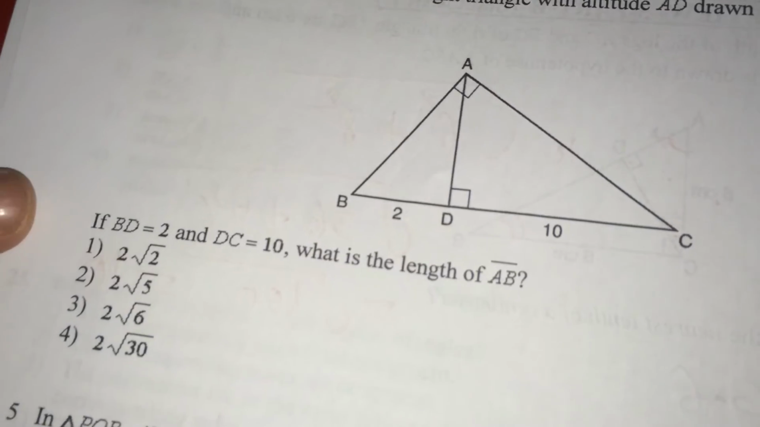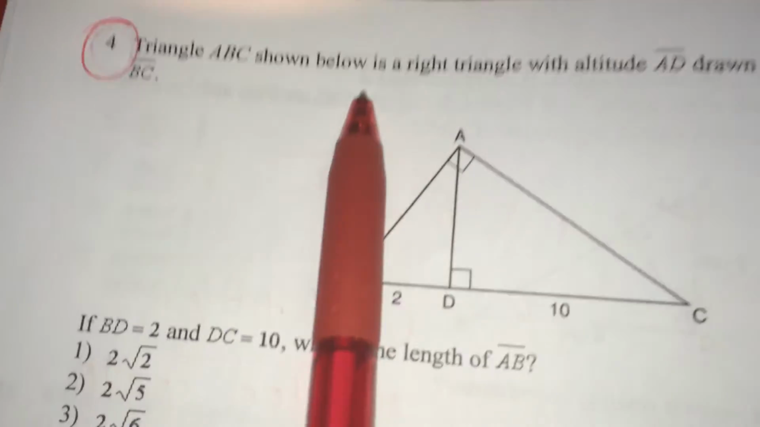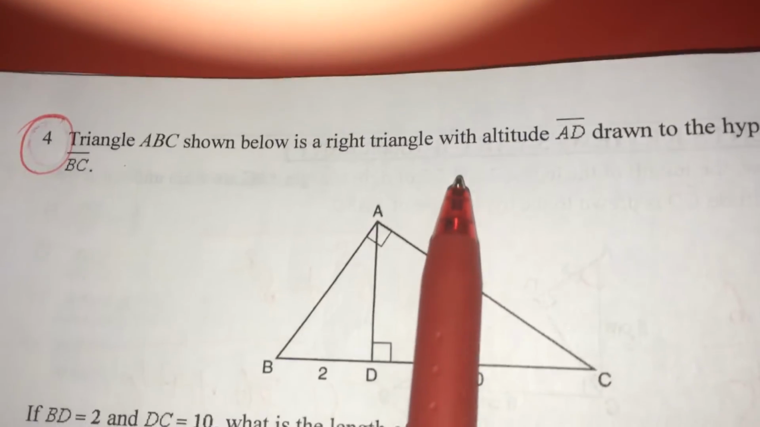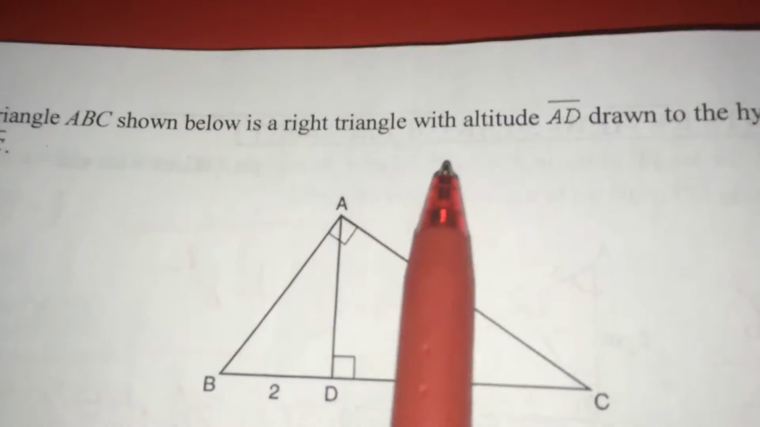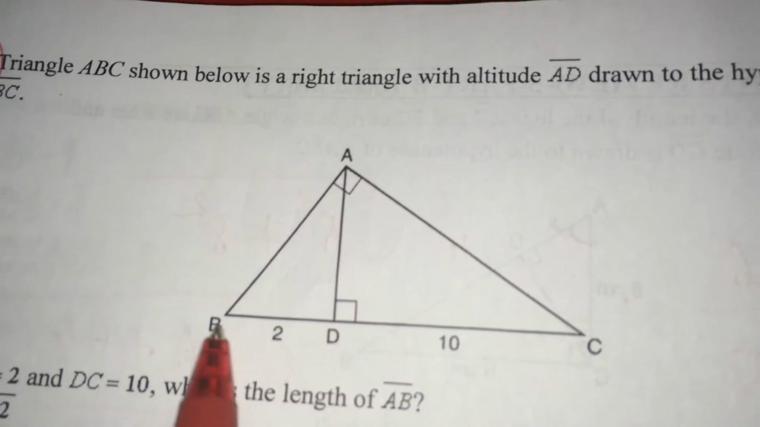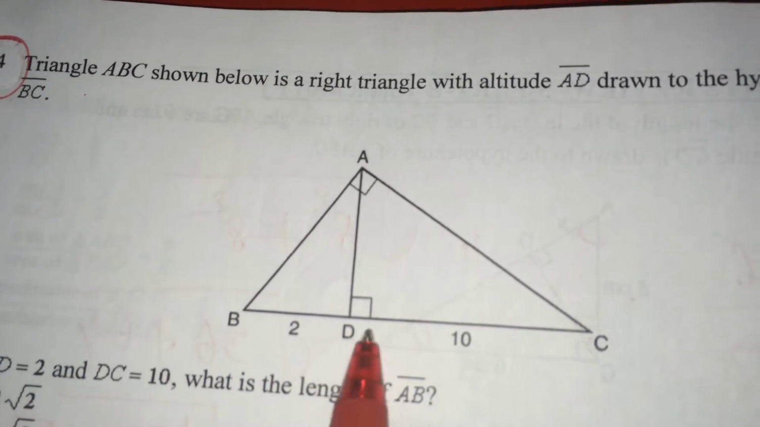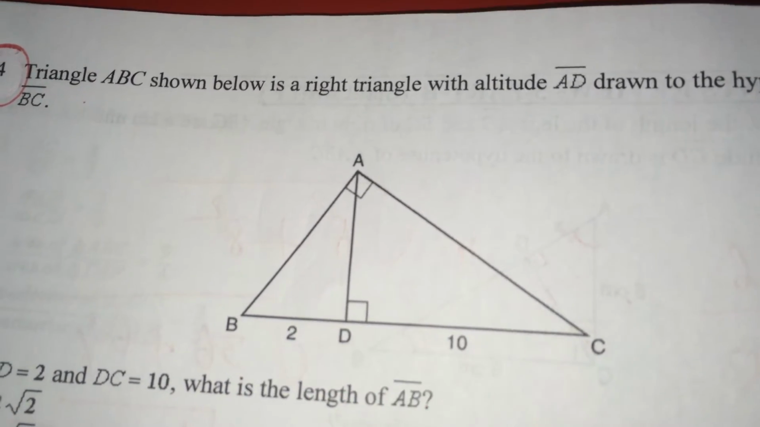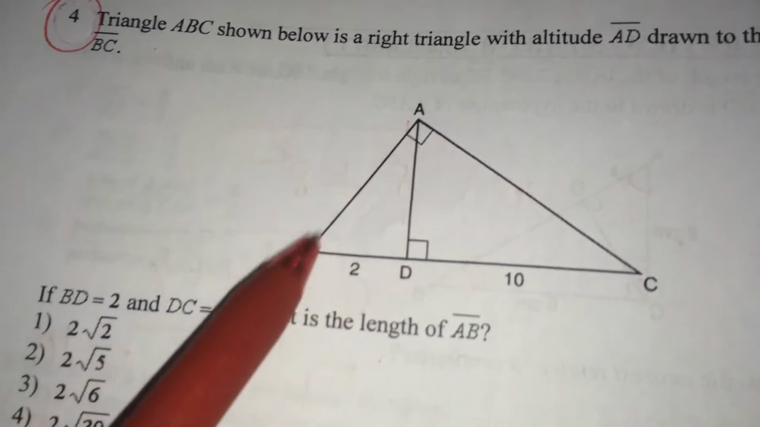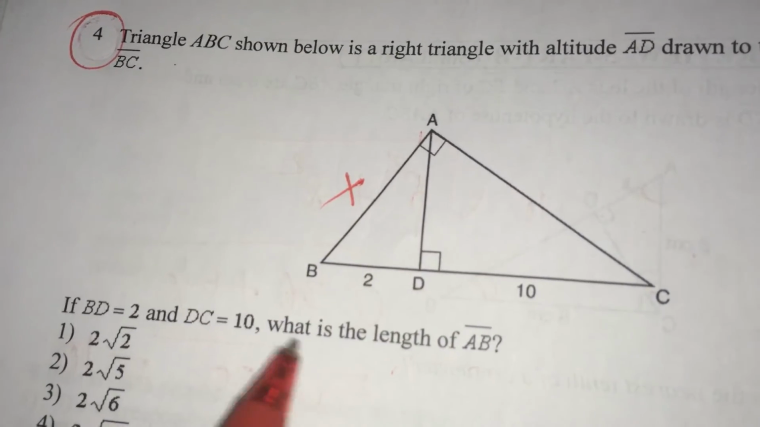It is also the same. He is saying triangle ABC shown below is a right triangle with altitude AD drawn to the hypotenuse BC. So this AD is the altitude drawn to this BC. Here BD is given as 2, DC is given as 10. What is the length of AB, he is asking. Since we don't know the AB length, I am treating this as x.